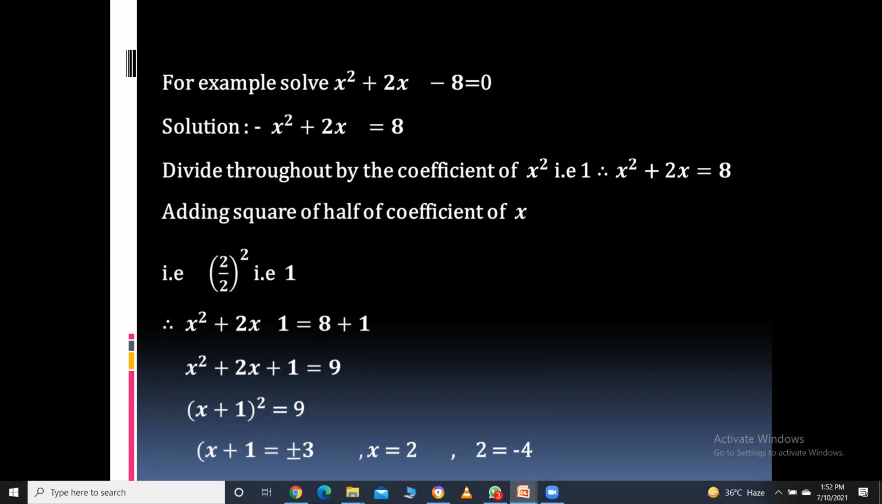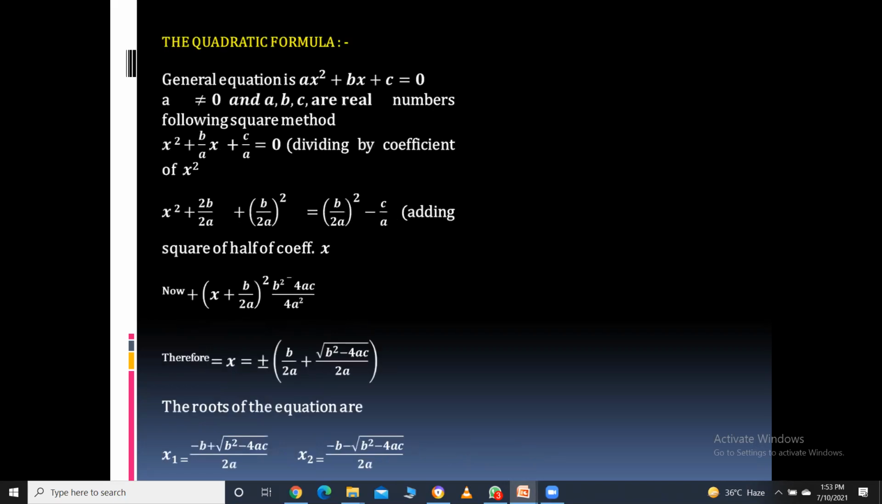Adding the square of half of the coefficient of x. The coefficient of x in the above example is 2. Therefore, 2 will be divided by 2 and its square will give you the value 1. So 1 has been added to the left hand side as well as the right hand side. The final equation becomes x square plus 2x plus 1 equated to 9. So x plus 1 whole square is equal to 9. By solving further, x comes out to be 2 and minus 4. So the roots of the equation are 2 and minus 4.